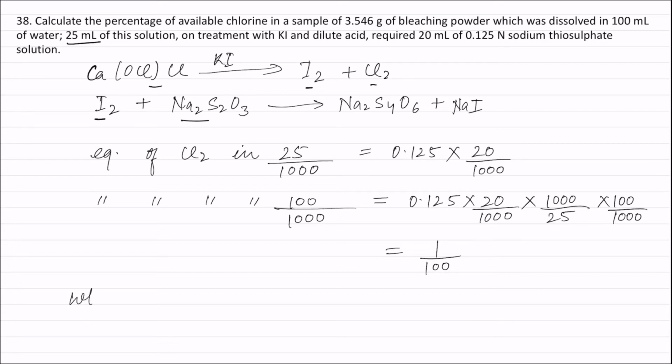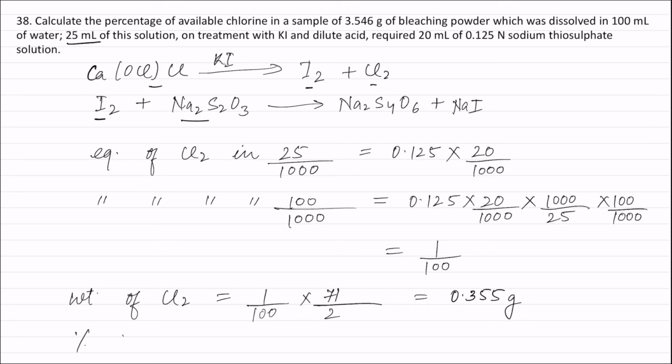Now we know the equivalents of chlorine. Therefore, weight of chlorine will be equal to equivalents of chlorine, that is 1 by 100, into equivalent weight of chlorine. Now equivalent weight of chlorine will be equal to molecular weight of chlorine, that is 71, divided by valency factor of chlorine, that is 2, and this is equal to 0.355 gram.